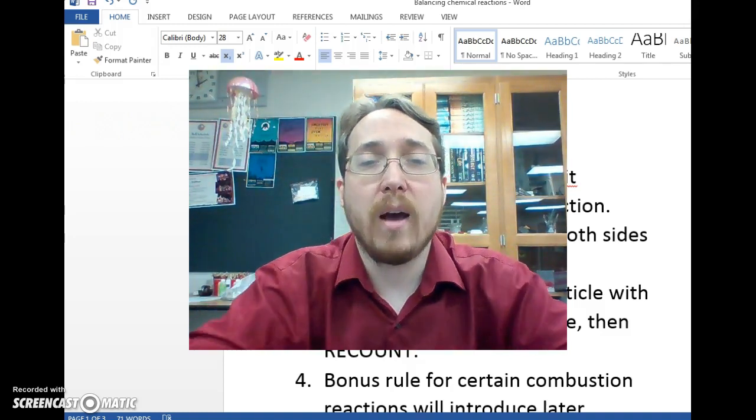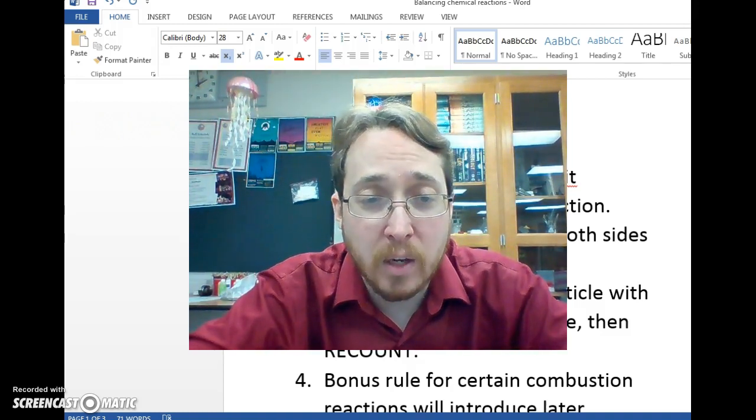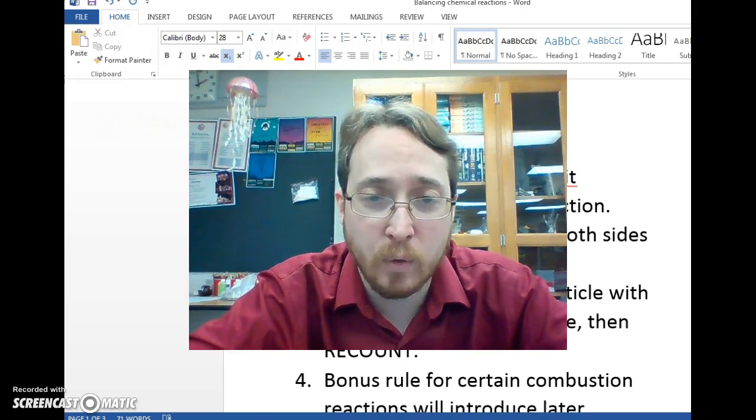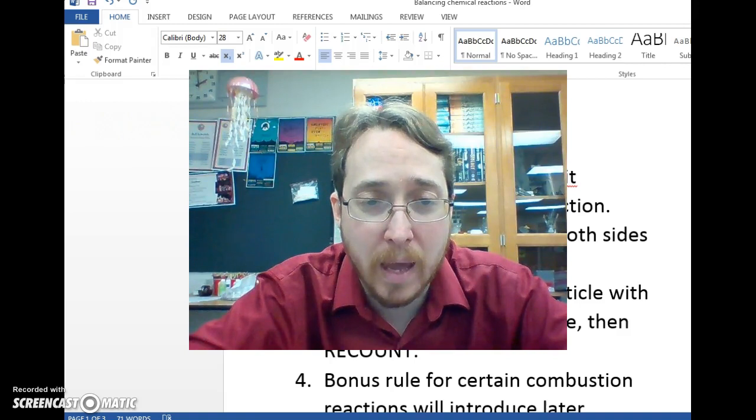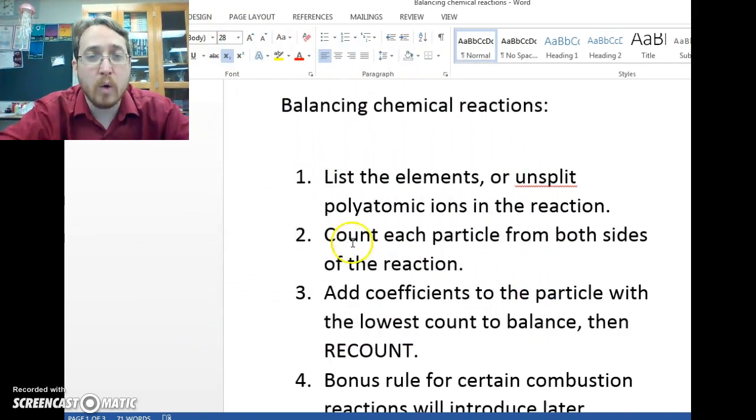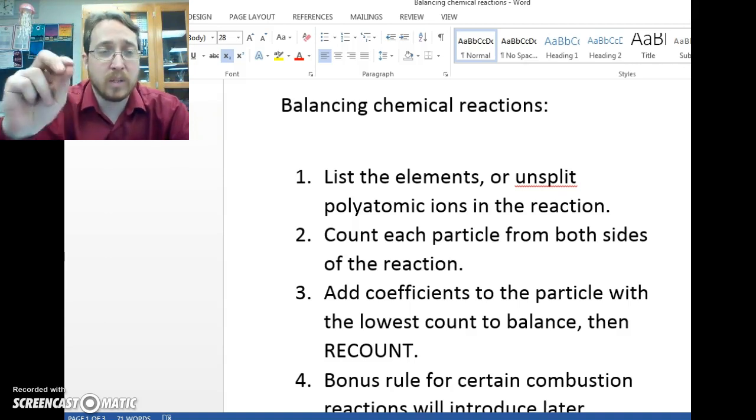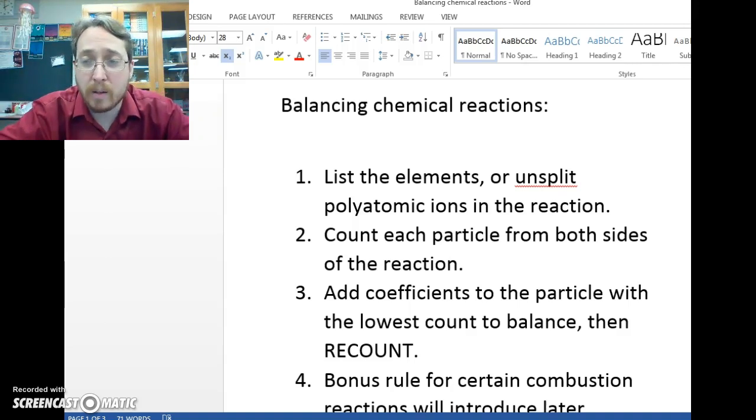So we have some steps to balancing equations that let us figure out what a real reaction would be. How many molecules of each of the different reactants and products do we actually make when this reaction occurs? So we have some steps for balancing chemical reactions. One, we list all the elements or unsplit polyatomic ions in the reaction. We're going to do another video where we specifically talk about unsplit polyatomic ions, so we'll explain more about that later.